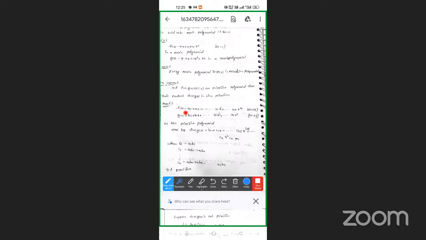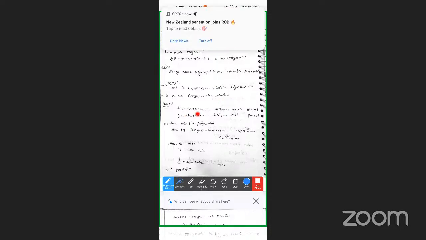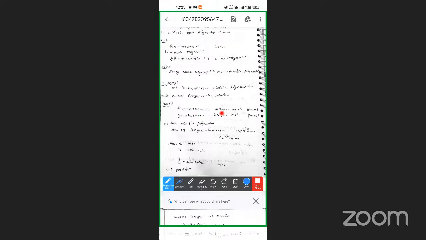Proof. f of x is equal to a naught plus a1 into x plus up to ai into x power i plus am into x power m, and am is not equal to 0. g of x is equal to b naught plus b1 into x plus up to bj into x power j plus bn into x power n. These are the two primitive polynomials. So f, g are two primitive polynomials, am is not equal to 0 and bn is not equal to 0, that is, these two leading coefficients are not equal to 0.